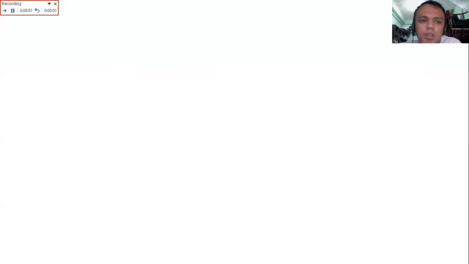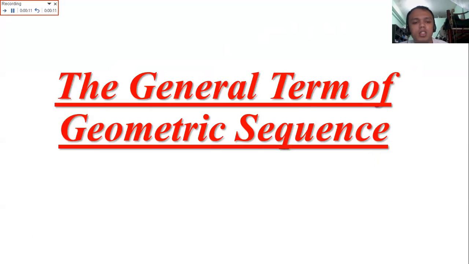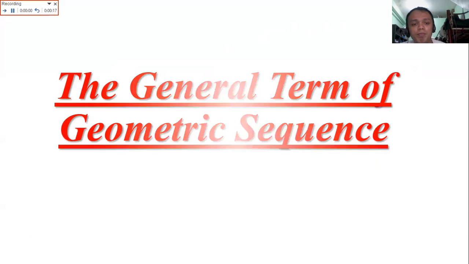Okay, good day everyone. Let us continue our lesson about geometric sequence. This time I will discuss the general term of geometric sequence. Just like arithmetic sequence, it also has a general term. The general term of geometric sequence is a sub n equals a sub 1 times r raised to n minus 1. So this is its general term.